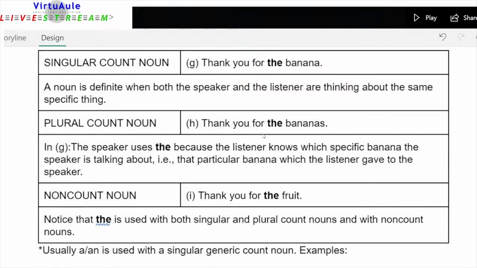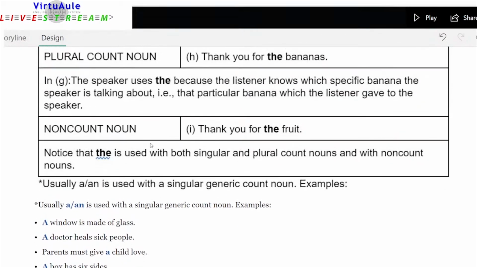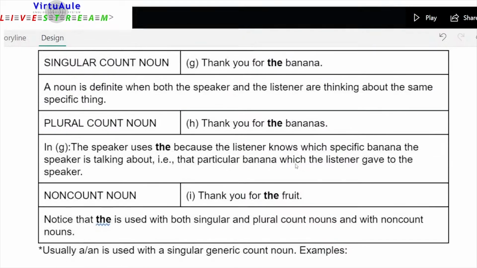Plural count noun: thank you for the bananas. The speaker uses the because the listener knows which specific bananas the speaker is talking about. That particular banana or those particular bananas which the listener gave to the speaker. Thank you for the bananas. That's plural, so all of this explanation is plural also. Non-count noun: thank you for the fruit. Notice that the is used with both singular and plural count nouns and with non-count nouns. Okay, so the fruit, countable. The bananas, uncountable.